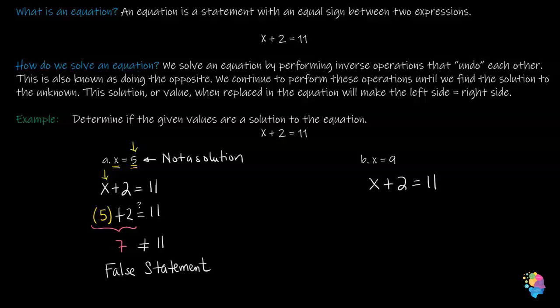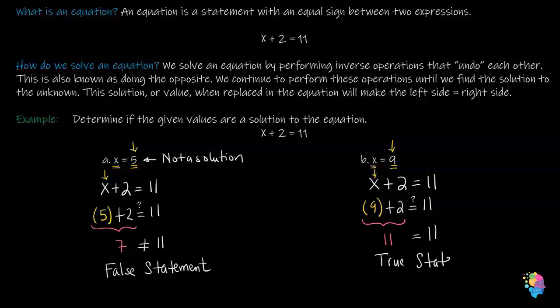And this time they're asking us if 9 is a solution. So then everywhere we see an x, we'll replace it with that 9. Bring down the rest. Let's simplify the left side. 9 plus 2 is 11. And the left side this time equals the right side. So we end up with a true statement. That means that this time 9 is a solution. So what we're going to do is we're going to try to find solutions to these types of equations.